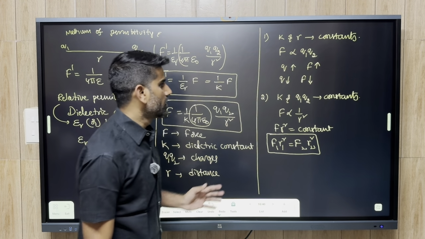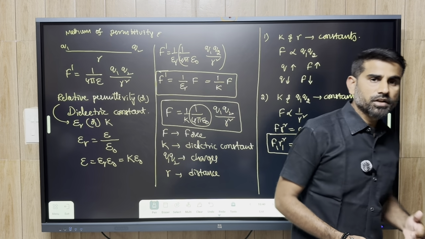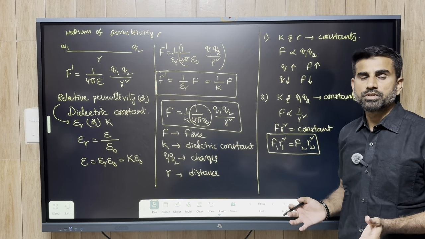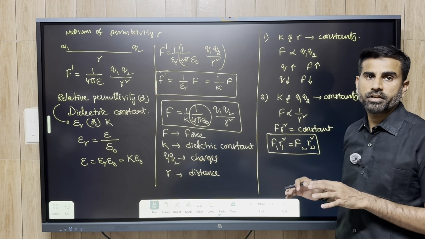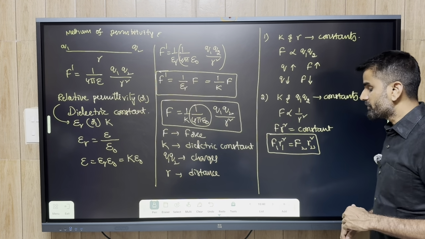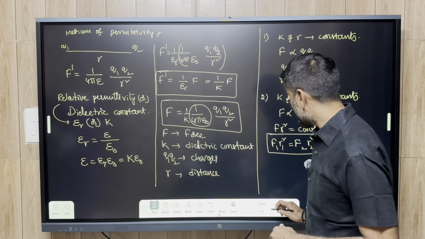There is nothing much happening. We are using Coulomb's law and we are just playing with it. We are getting the relation among different physical quantities which are involved in Coulomb's law equation, the electric force equation. So these are the two results that we have got so far. Now let's move on to the next result.